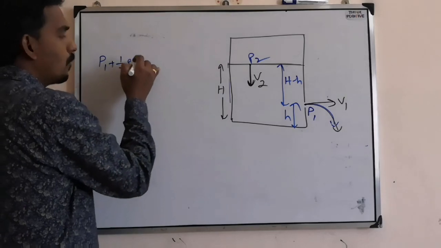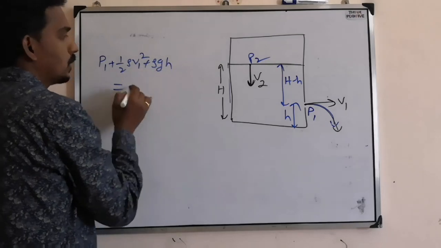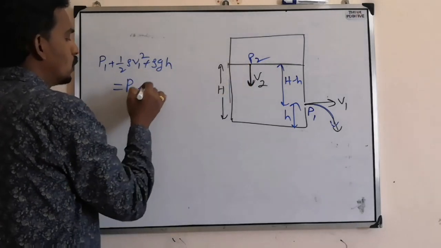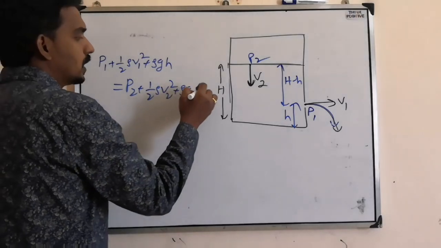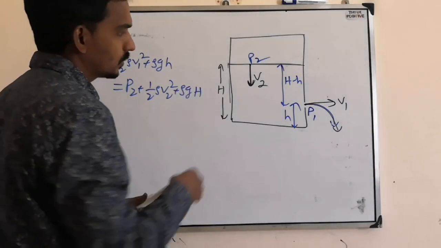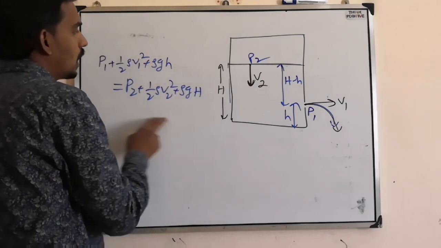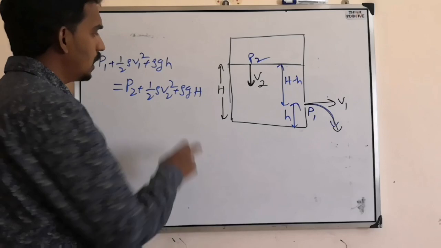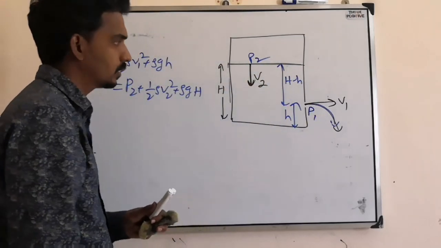Now between these 2 points, if you apply Bernoulli's principle, it will become P1 plus half rho V1 square plus rho g small h equal to P2 plus half rho V2 square plus rho g capital H. This is the equation you can apply between these 2 points.